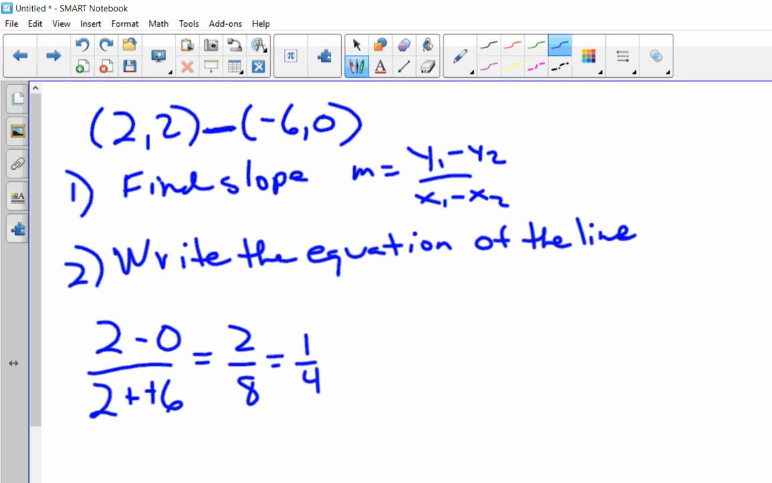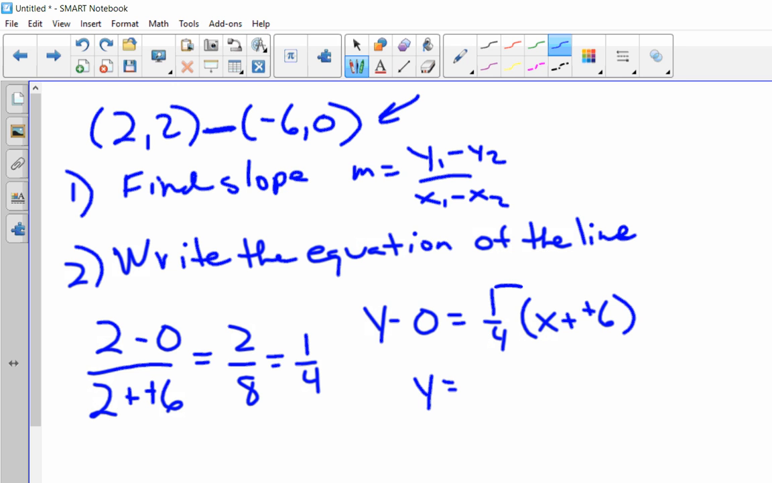Okay, so if we go ahead and I'm gonna pick this one. I think we talk a lot all year long. Anytime you have 0 to plug in, go ahead and plug it in. So I'm gonna go y minus 0 because the 0 is a y. My slope was 1/4, and my x value from that point was a -6. Okay, so that's going to change the signs here. Y minus 0 is y.